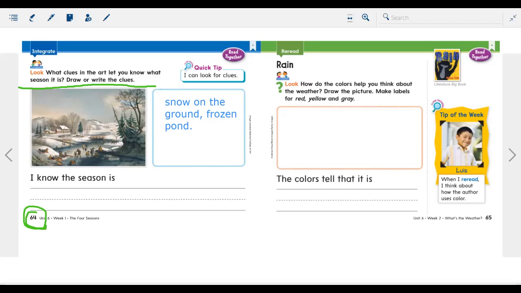Now down here, it says, I know the season is, what is the season and how do you know that? Is it summer? No. Is it fall? Mm-mm. I know the season is what? Winter, because, why? Because I see, what do you see in this picture? Snow. Very good. So write that.